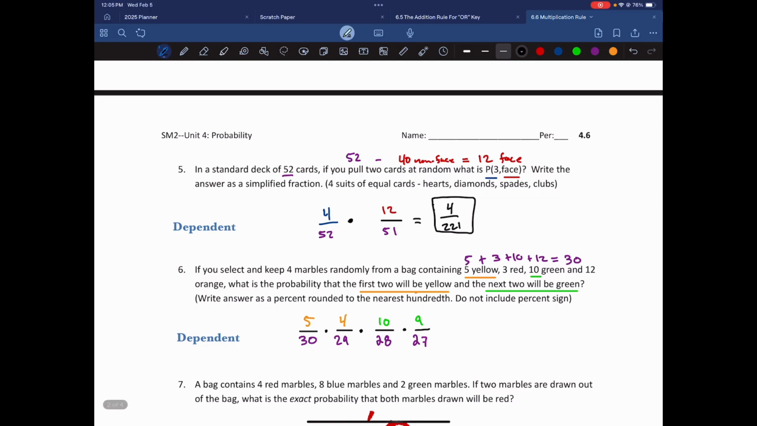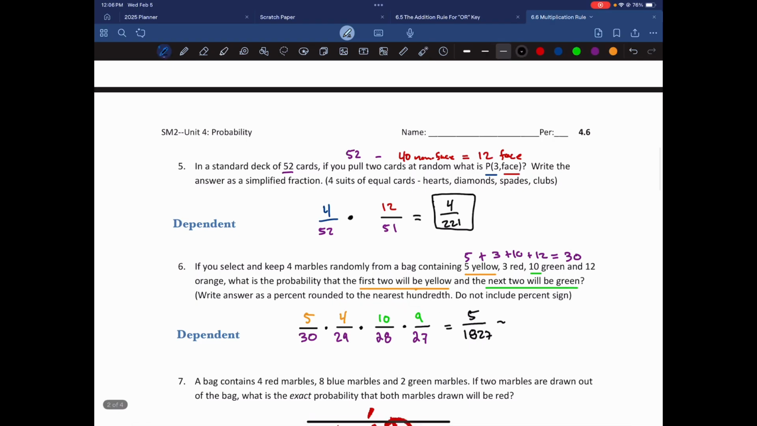If we multiply all this together, we get 5 over 1,827. But this question asks us to put it as a percent rounded to the nearest hundredth. So I want a decimal answer, so that's about 0.0027. And to make that into a percent, I'm going to move my decimal over 2 spots. So I'm going to have 0.27. I'm going to leave the percent sign off because Delta Math doesn't like the percent sign, but normally I would put a percent sign there.